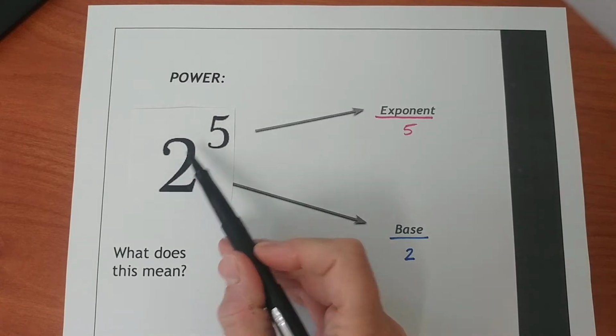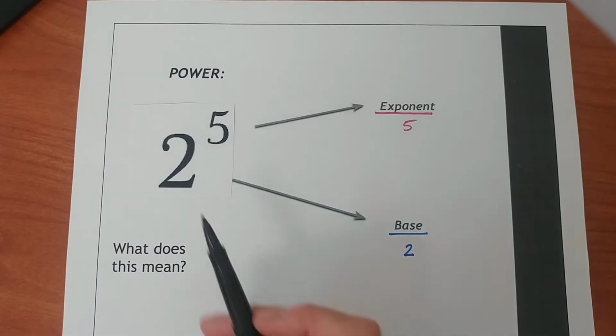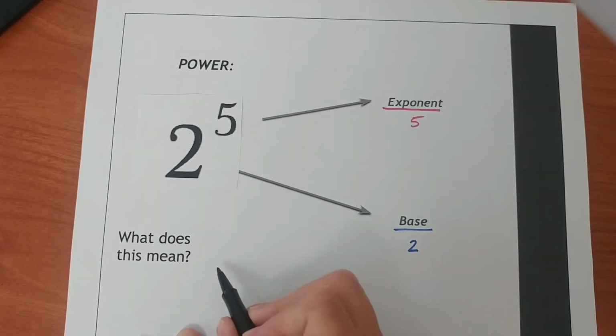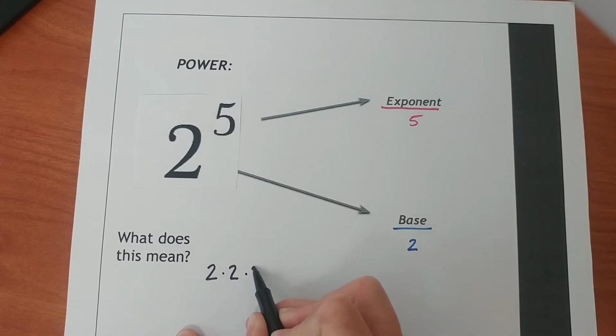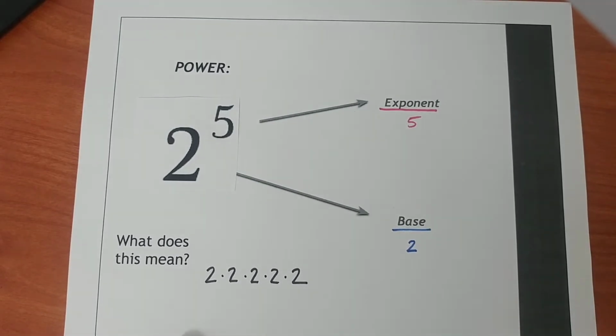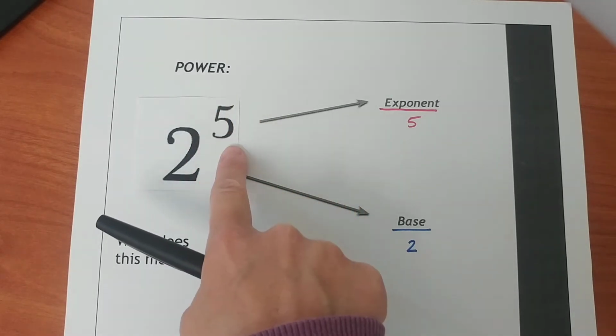Does it mean 2 times 5? No, it doesn't. It means 2 times 2 times 2 times 2 times 2. That's right, I'm going to write it out. This is exactly what it means. It tells us to take the big base and multiply it by itself this many times.